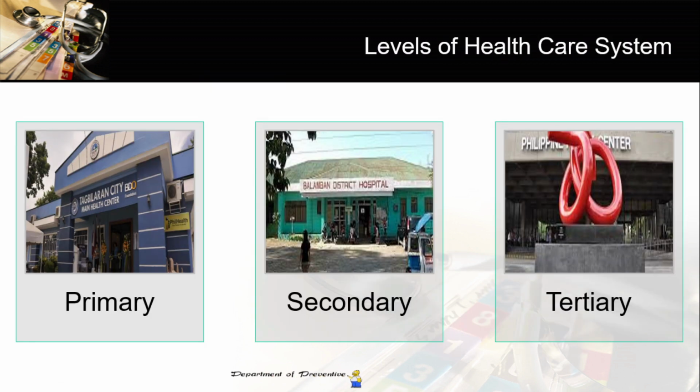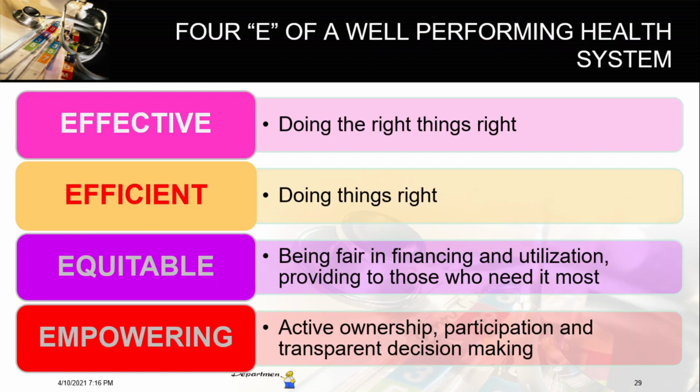The primary level is the first contact provided by health centers. Secondary level is provided by district hospital or referral center. And tertiary level is provided by specialty hospitals. Lastly, here are the 4 E's of a well-performing health system.